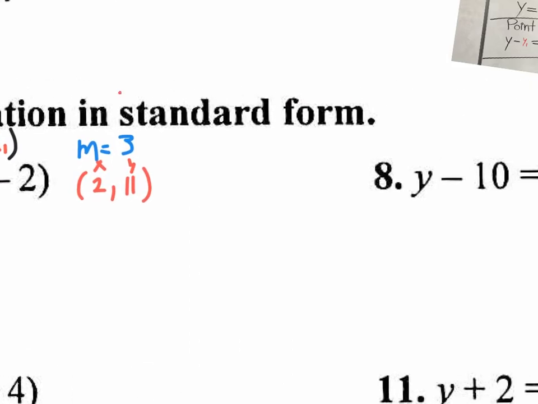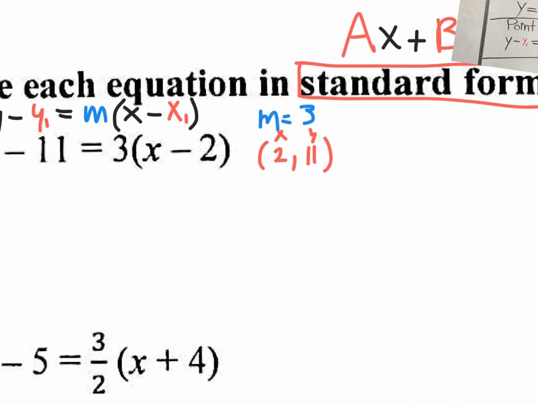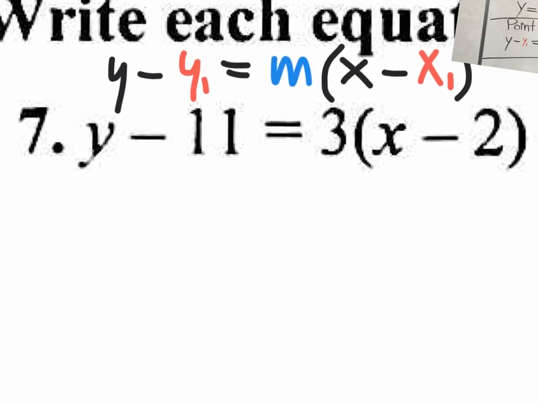Okay, so we definitely need to know what standard form is. Let's write it down. It's capital AX plus capital BY equals capital C. And Chris, why are they capitalized again? To help you remember what? No fractions, no decimals. Perfect.